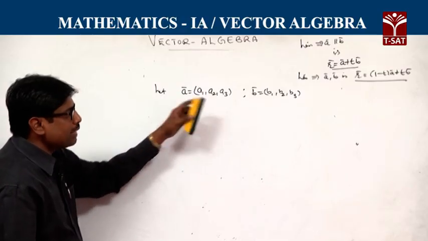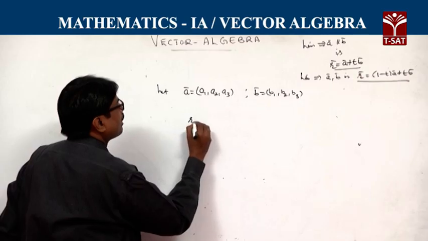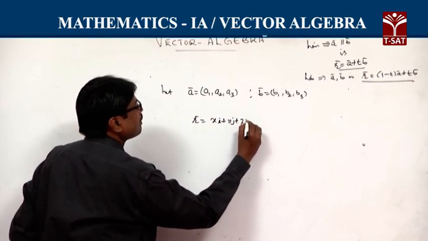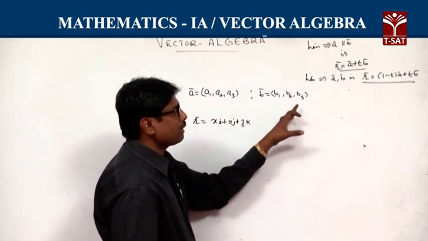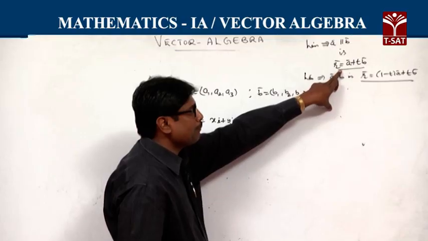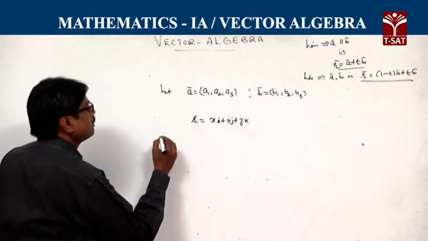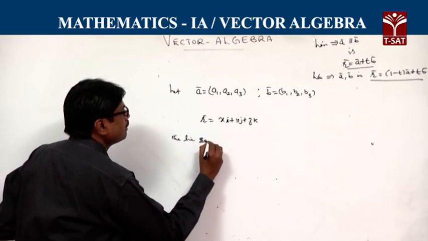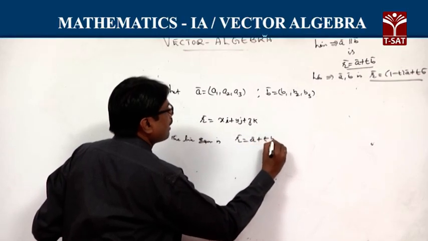Expressing this parametric equation in the Cartesian form, R bar is equal to X i bar plus Y j bar plus Z k bar. Consider a line passing through A bar and parallel to B bar. This one will be the parametric equation converted into the Cartesian form. That is, the line equation is R bar is equal to A bar plus T B bar.